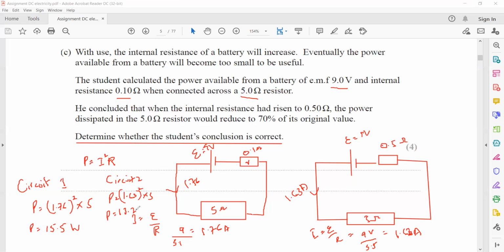13.2 divided by 15.5, that is the total change in the power, because in the question he concluded that when the internal resistance has risen to 0.5, the power dissipated in the 5 ohm resistor will reduce to 70% of its original value.